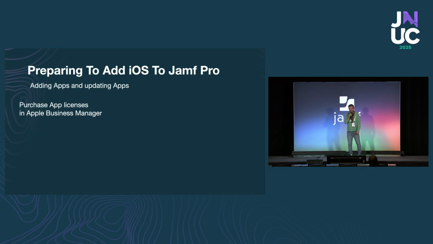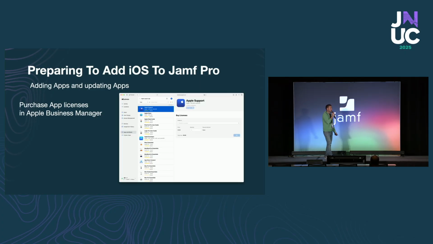Purchasing of apps. Again, a combination of Jamf Pro and Apple Business Manager. We get the app licenses in Apple Business Manager. So I just select the Apple Support app here for iOS. You say how many licenses you need. You can do that for free apps. You can do it for apps that cost.